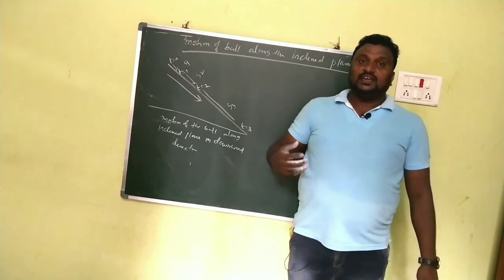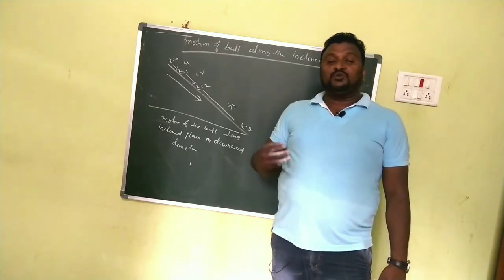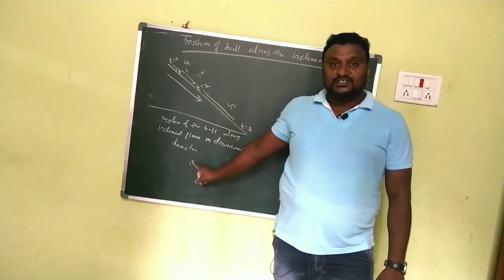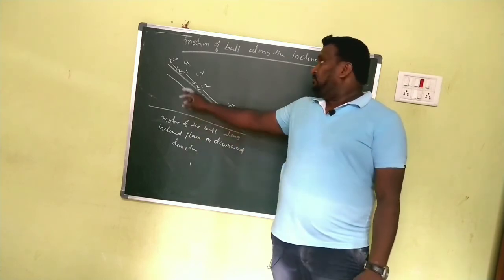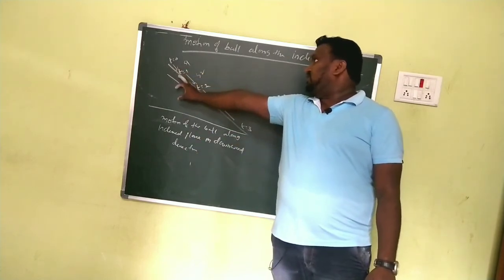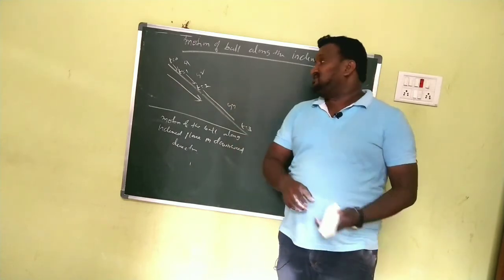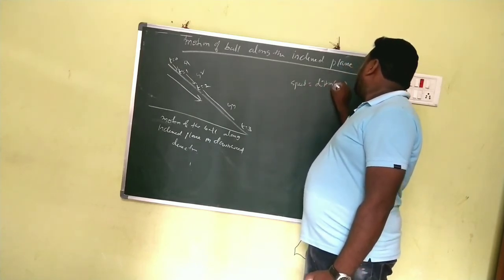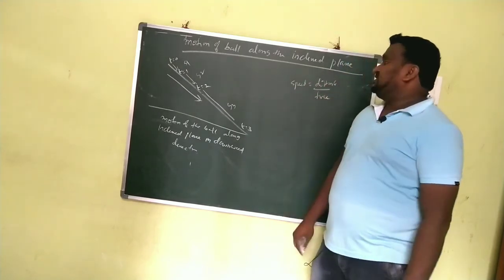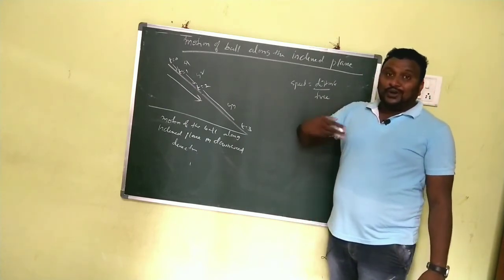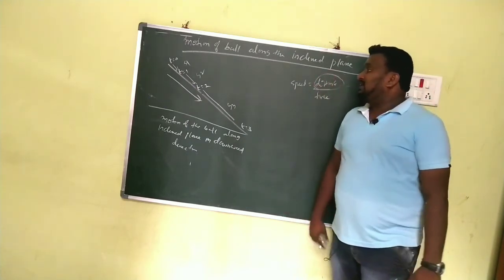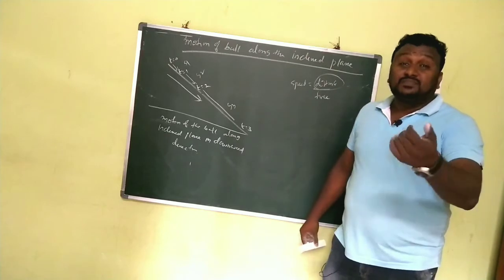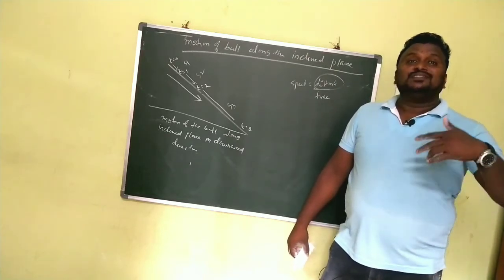That means the speed of the ball is more when it is at the bottom, and less when it is at the top. In that figure, children, from t equal to 0 to t equal to 1, the ball covers less distance. So what do you write? Speed is equal to distance by time. When the body covers more distance, then it should have more speed.